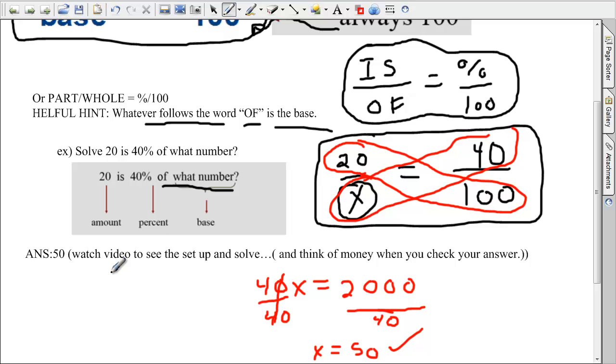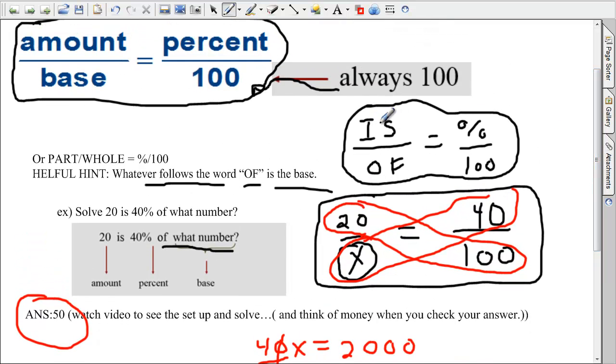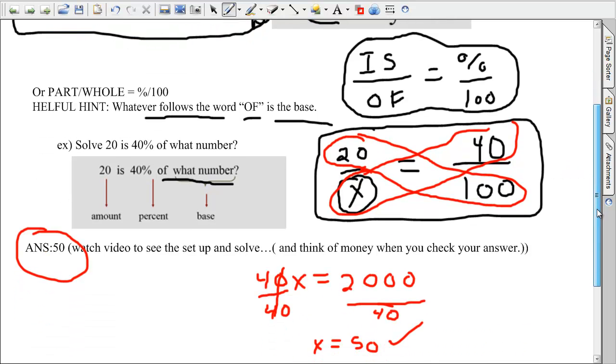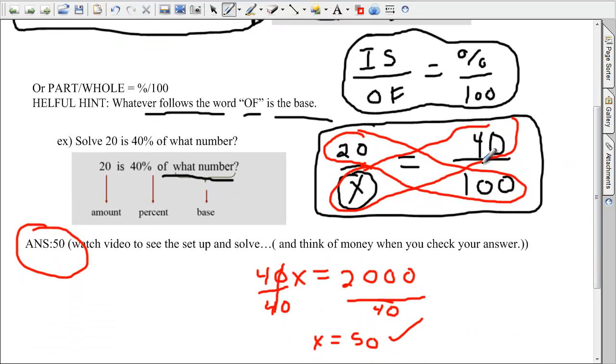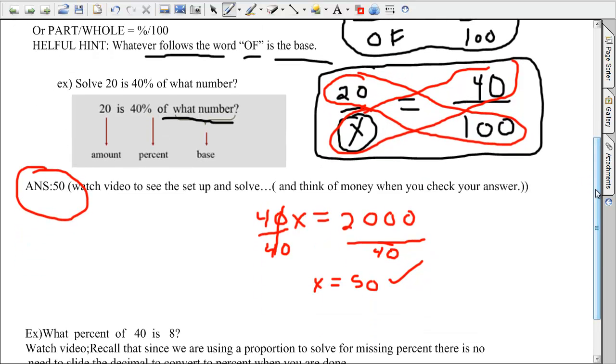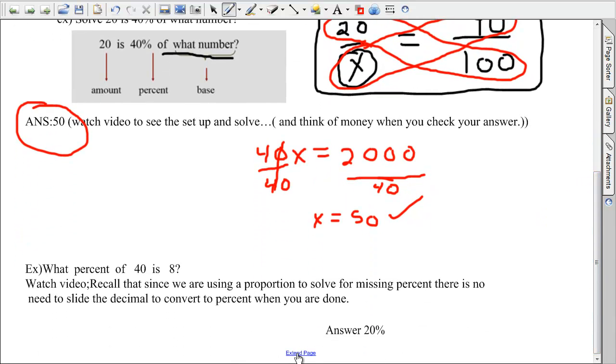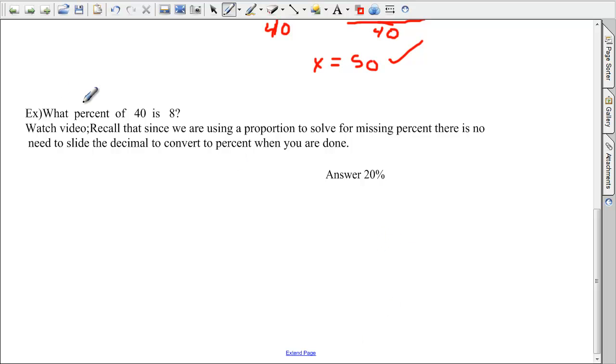And you see I had the answer pasted over here. So just bear in mind that to solve these kinds of problems, you can use is over of equals percent out of 100. Some people call it part to whole equals percent out of 100. It's still the same strategy. It's basically set up a proportion and cross multiply and solve. Okay? Let's try again. You just got to practice different methods.